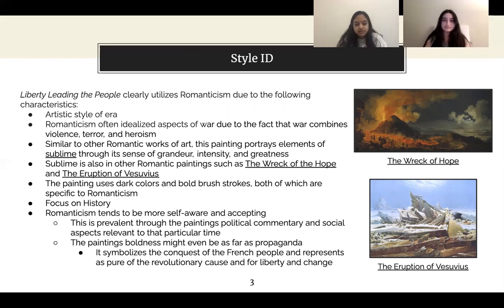It focuses on history, and Romanticism tends to be more self-aware and accepting. This is prevalent through the painting's political commentary and social aspects relevant to that particular time. The painting's boldness might even be as far as propaganda. It symbolizes the conquest of the French people and represents as pure the revolutionary cause for liberty and change.